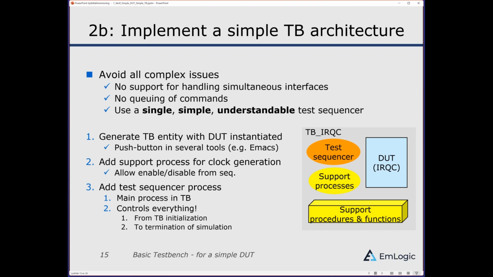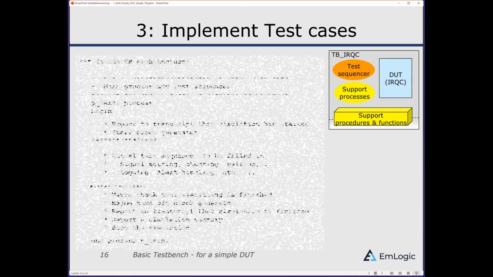So let's implement such a simple test bench architecture. Again, we want to avoid all the complex issues to make this simple. So we have no support for handling simultaneous interfaces. We have no queuing commands, just a single, simple, understandable test sequencer. Let's start making this test bench.